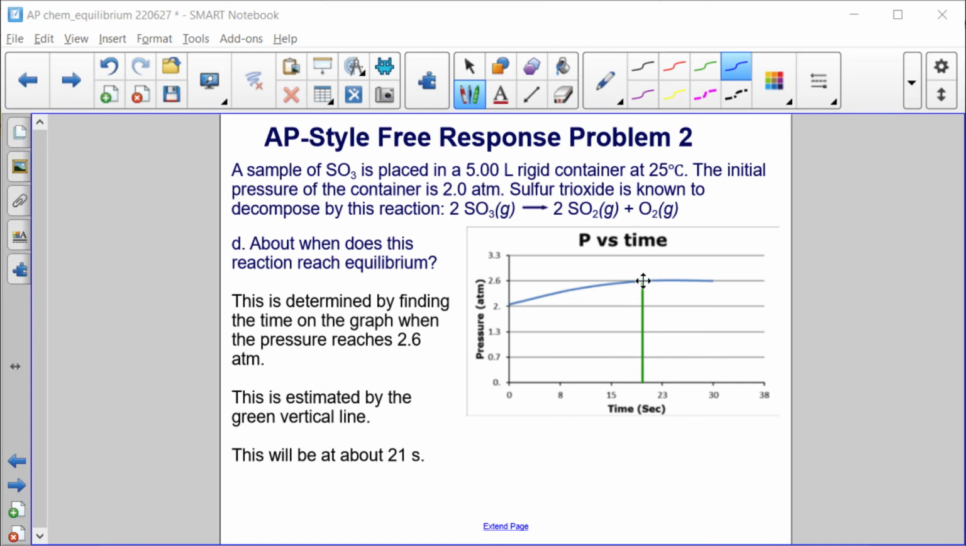Something to note about these graphical analysis problems. When you have to estimate from the graph, they always give a range of values. So maybe for this one, 21 to 22 seconds, let's say, or 20 to 22 seconds would have been an acceptable answer for this problem. But this happens at about 21 seconds.